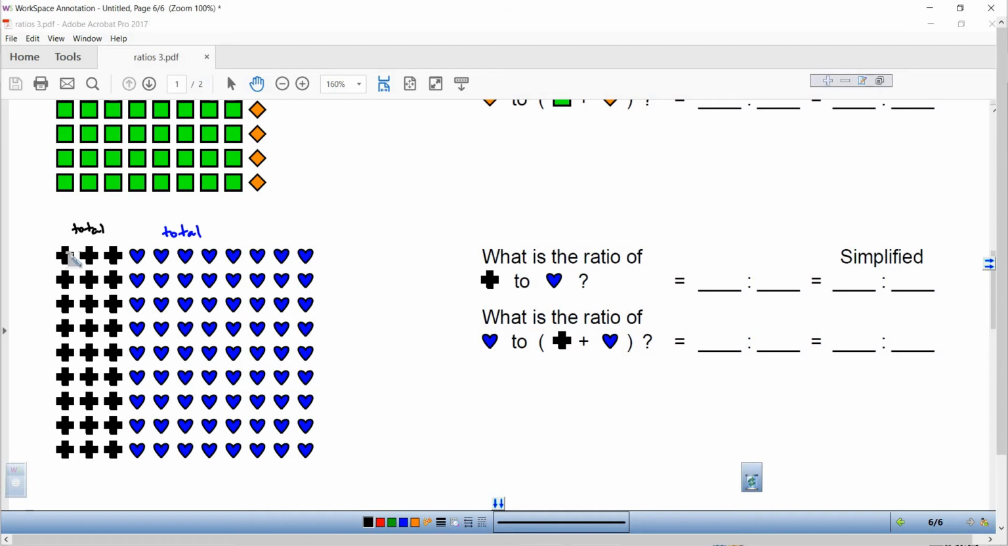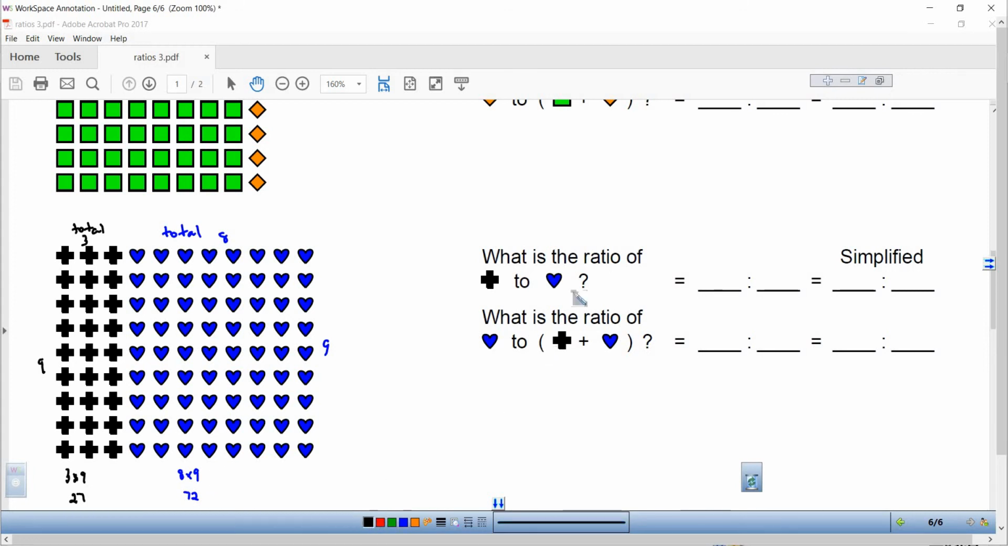So if we take a look here, I have 3 across, 1, 2, 3, right? And going down, I have 1, 2, 3, 4, 5, 6, 7, 8, 9. So I have 3 times 9, or 27 total black pluses. Okay, now what about the blue hearts? 1, 2, 3, 4, 5, 6, 7, 8 going across, right? There's 4 more, and going down 1, 2, 3, 4, 5, 6, 7, 8, 9. So here I have 8 times 9, or 72.